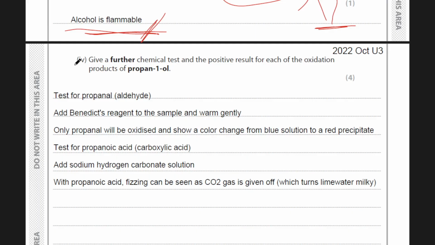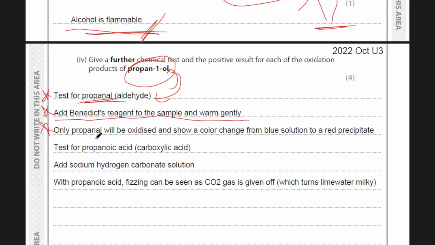Now give further chemical tests and the positive results for each of the oxidation products of propan-1-ol. Now for the oxidation product, since it's a primary alcohol, we can safely assume an aldehyde is produced, which is propanal. And for distinguishing propanal from another carbonyl compound, we can easily add Benedict's reagent and warm gently.